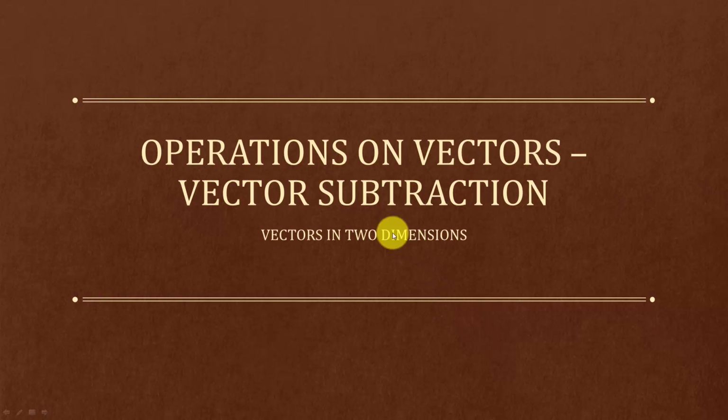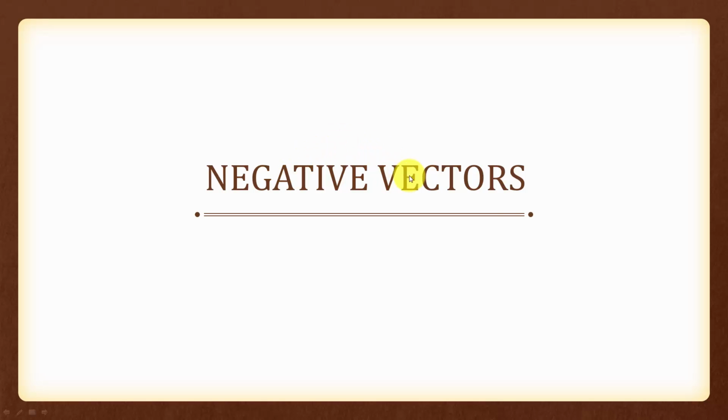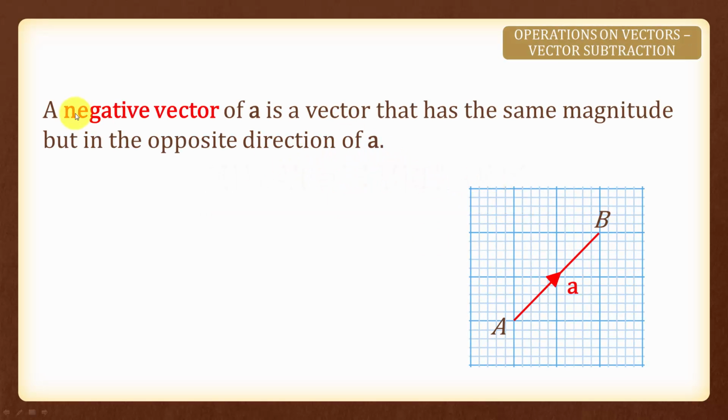In this topic, we are going to look at vector subtraction. First, let's look at what negative vectors are. A negative vector of vector A is a vector that has the same magnitude as vector A, but is in the opposite direction of vector A.